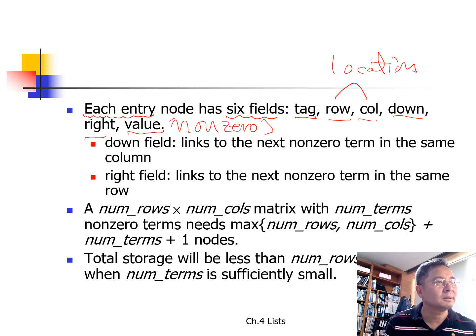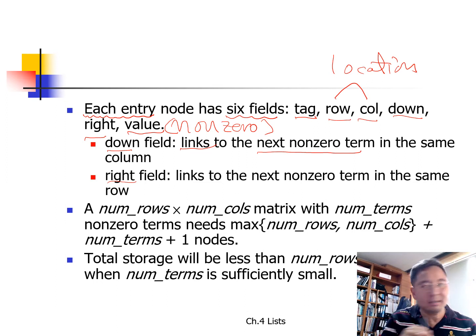This down and right are link fields. A link field is a pointer to the next non-zero term in the same column, for down. And right is the pointer to the next non-zero term in the same row.